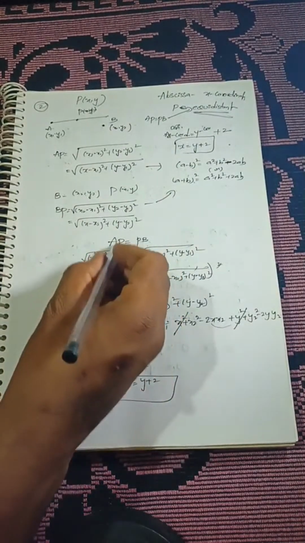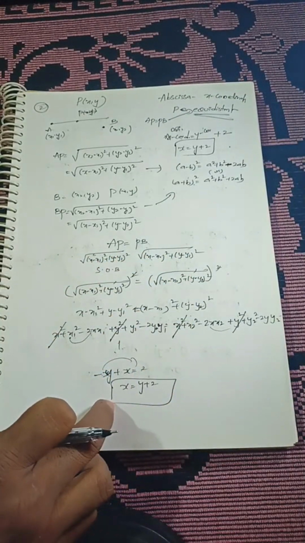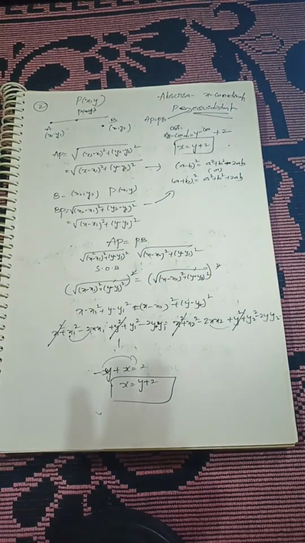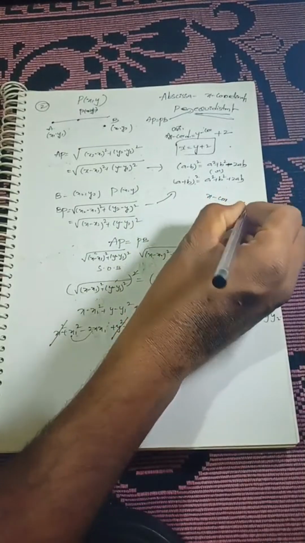I think these are equidistance problems, which are already given in the question. After solving, you have to get an equation like this. Why? Because it says 2 more than the ordinate. 2 more than, so x coordinate means we are taking the x-axis.